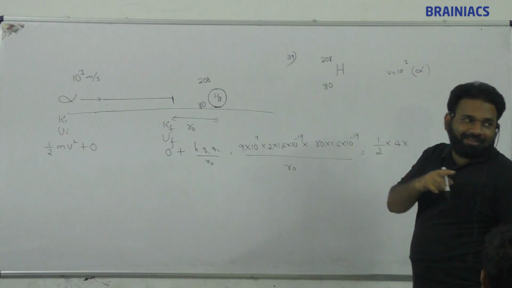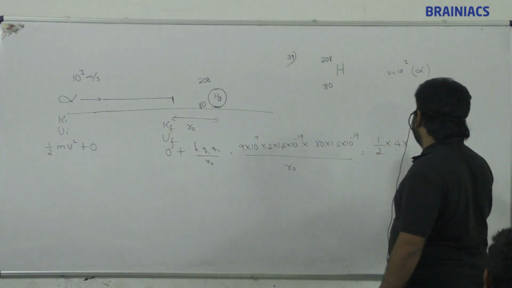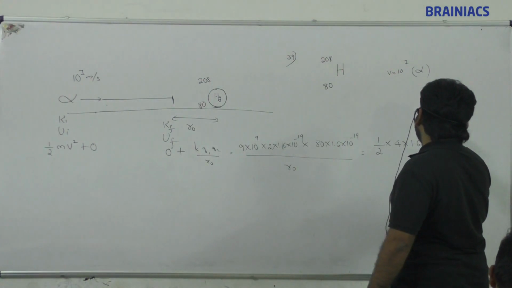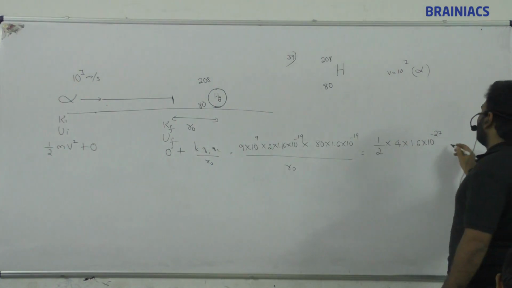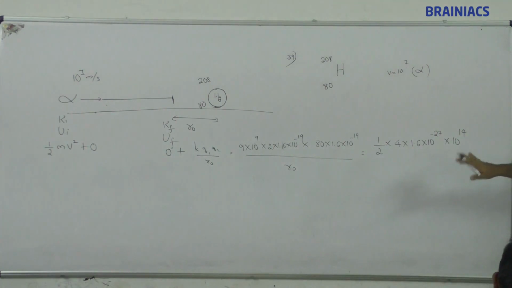1.6 into 10 raised to minus 27 kg. Okay, half m into v square. So this is going to be 10 raised to 40. That's all, right? Okay, just find R0.